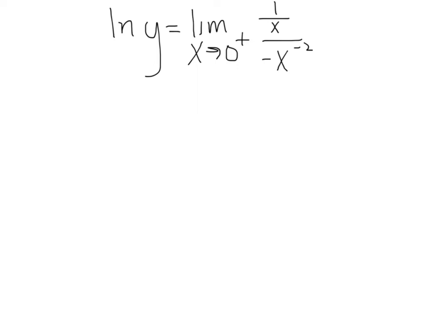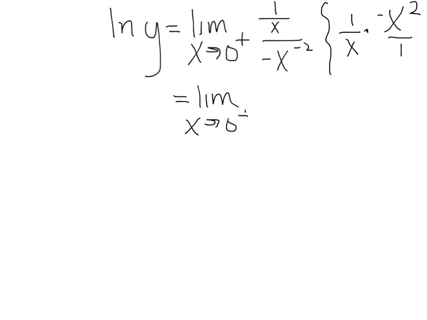Okay, so here's what we have. And if you take a minute and simplify what we're taking the limit of, 1 over x over negative 1 over x squared. So when we multiply by the reciprocal, we would multiply by negative x squared over 1. And so the right-hand side becomes the limit as x goes to 0 from the right of negative x. And we know that that limit is just equal to 0.